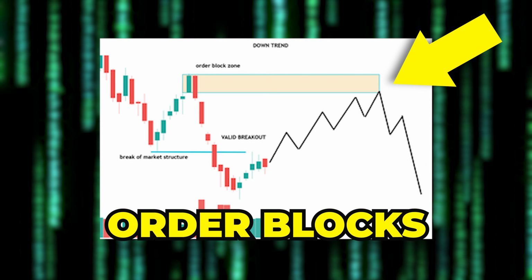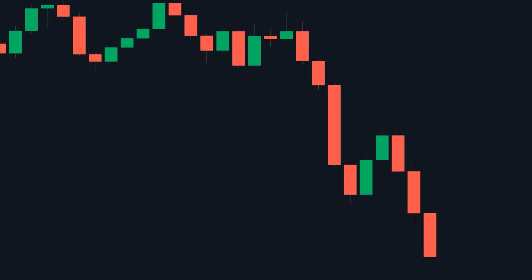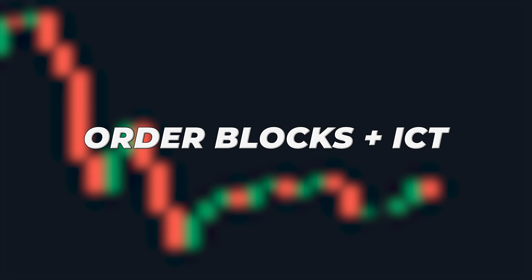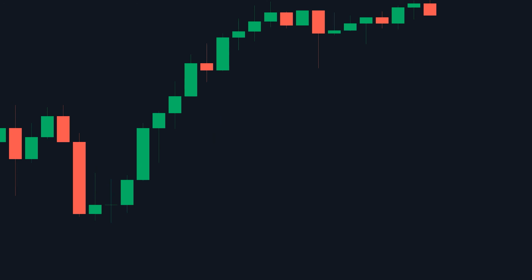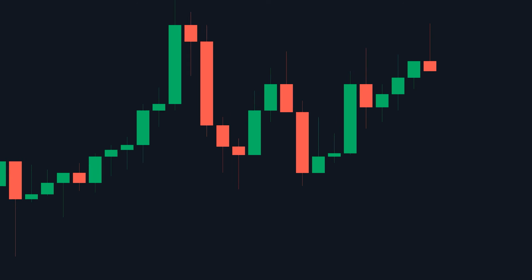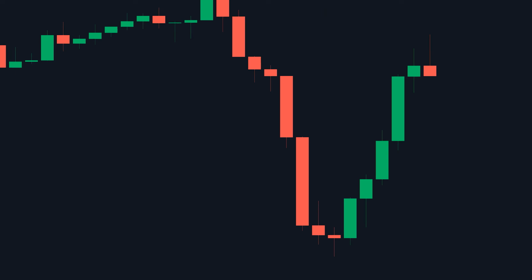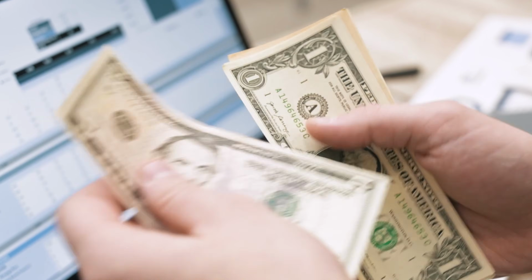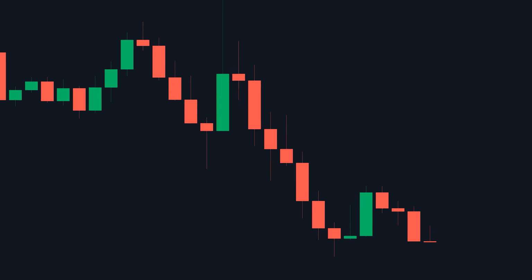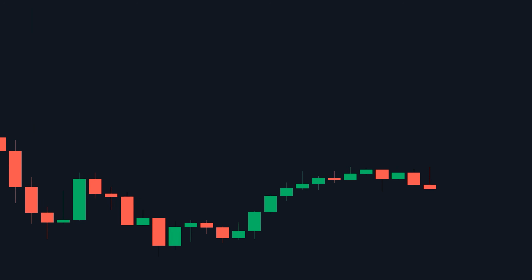Order blocks, one of the most essential aspects of trading with smart money concepts. When you combine the word order blocks with ICT, the only images that populate one's mind is money, money, money. In this video, I'm going to showcase a unique type of order blocks that you can use for insanely profitable trades. This is an order block concept that was discovered by the popular trader ICT.